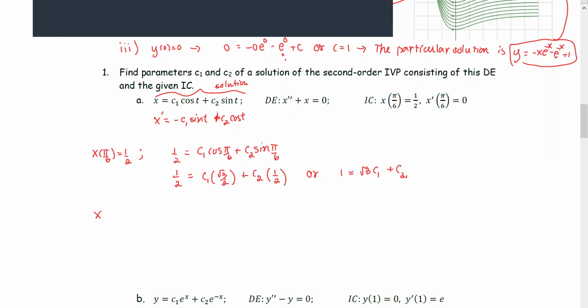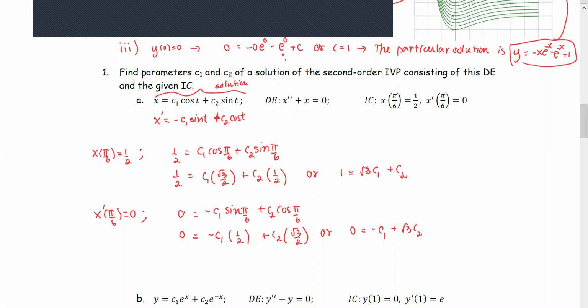and set it aside. The second initial condition, x prime at pi over 6 equals 0. 0 equals negative C1 times sine at pi over 6 plus C2 cosine at pi over 6. Replace the trig values. Sine at pi over 6 is 1 half. Cosine at pi over 6 is square root 3 over 2. In similar fashion, multiply all by 2. We get 0 equals negative C1 plus square root 3 C2.